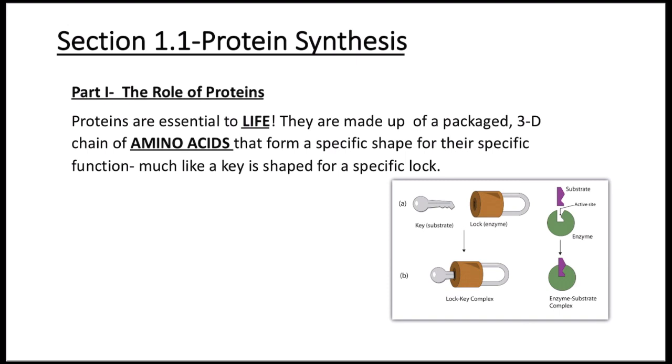So if they're not shaped properly, they don't function in the way that they are supposed to, or they won't function at all. So that's where the analogy of the key and lock comes from. So the lock is a protein, which we call an enzyme in this scenario. And the key is what's called the substrate, or what fits inside of the protein or enzyme. So these two things work together to serve some kind of function within the cell.